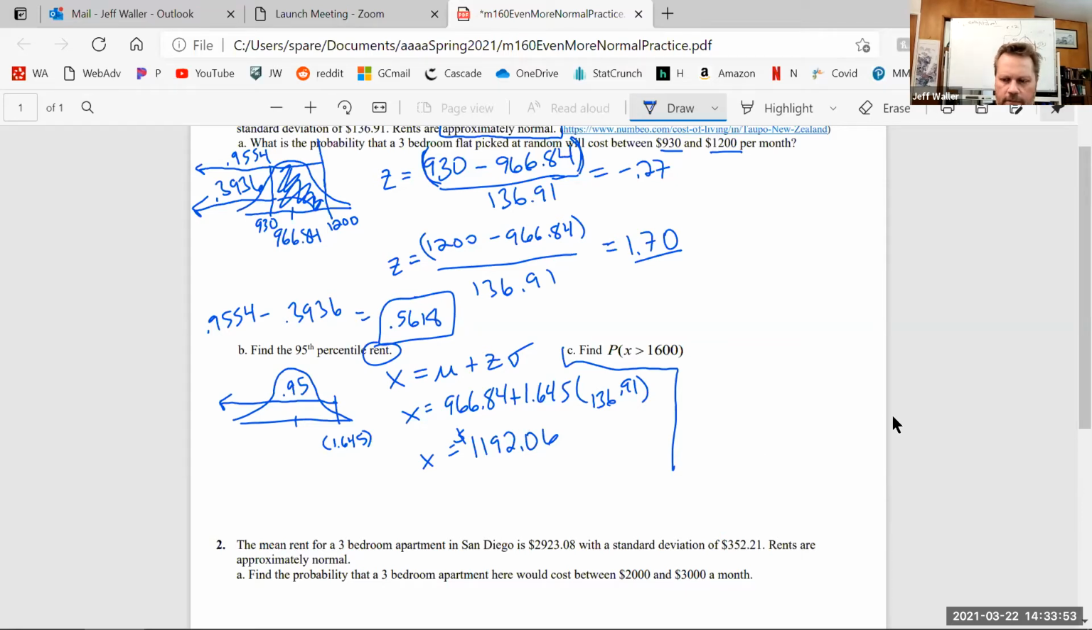Okay, I like it. And then of course this last one should be a nice one, right? It's got the least amount of stuff going on. I want to know probably X is greater than 1600. What's going to be interesting about this problem is the answer. The work is going to be pretty simple, I hope.